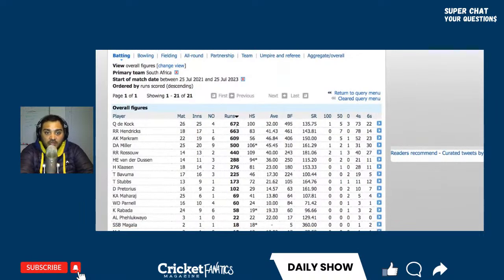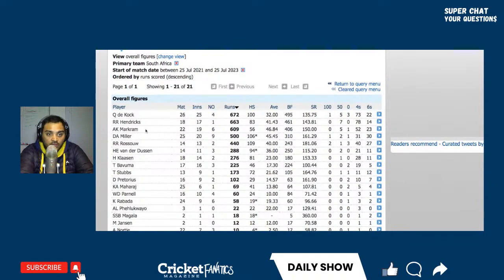In 26 matches, 672 runs, with an average of 32 and a strike rate around 135 is Quinton de Kock with 1 hundred and 5 fifties. Reeza Hendricks, who won T20I Player of the Year at the CSA Awards, 18 matches, 663 runs, an average of 41.43 and a strike rate of 143.81. Brilliant, brilliant stats here by Reeza Hendricks and 7 fifties.